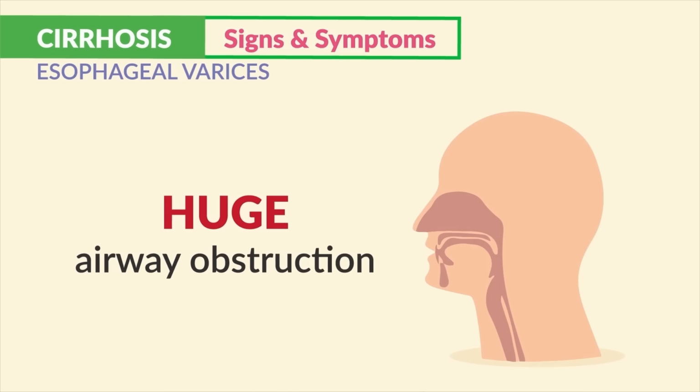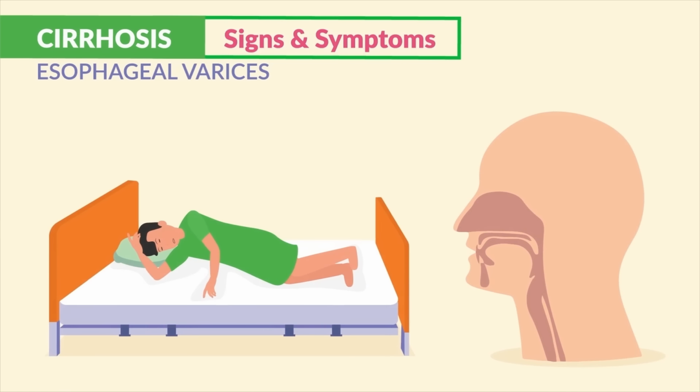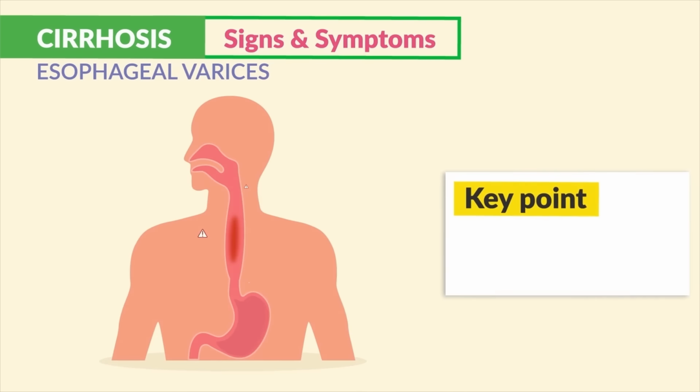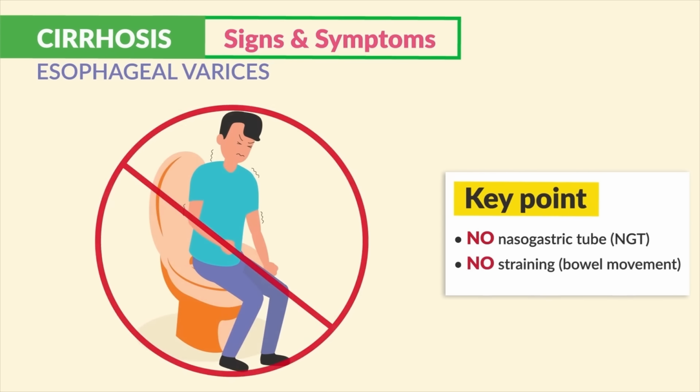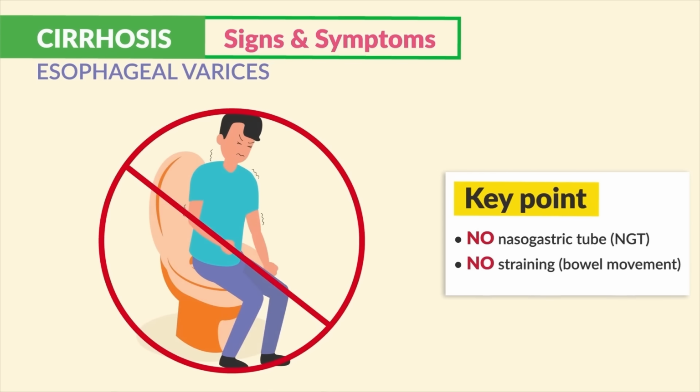But really the biggest complication immediately is the airway obstruction. So to protect the airway, always turn the patient to the side. Okay, now the big key point to write down for any client with esophageal varices. Remember, no nasogastric tube, or basically no NG tube, and no straining during bowel movements, no pressure at all. Remember, this esophagus is like a ticking time bomb, just waiting to explode.